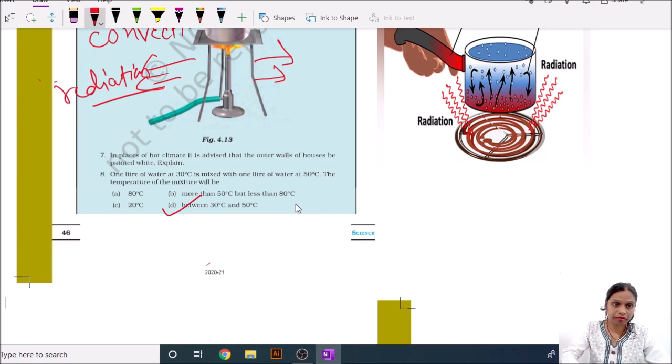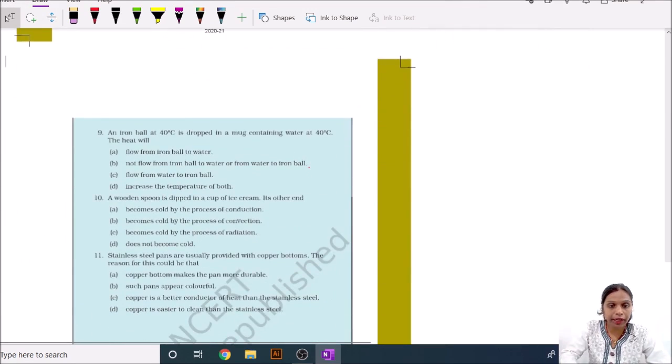Okay, our next question is shown here: an iron ball of 40 degrees Celsius is dropped in a mug containing water at 40 degrees Celsius. The heat will not flow from iron ball to water or from water to iron ball, because both temperatures are the same.